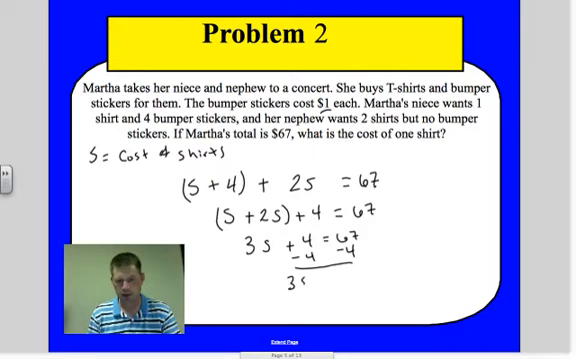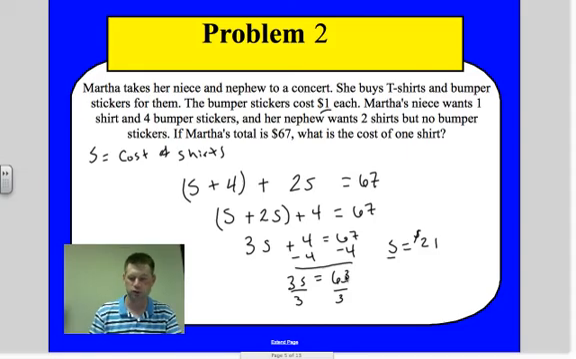and we get 3S equals 63. Now we can divide by 3 on both sides, and we get S equals, 3 goes into 6 twice and into the 3 once. So the shirts are costing $21 a piece. Okay, and we know that because we defined the variable up here as the cost of shirts. Okay, so setting up the problem probably is the hardest part. This should be kind of simple as we've worked through it.